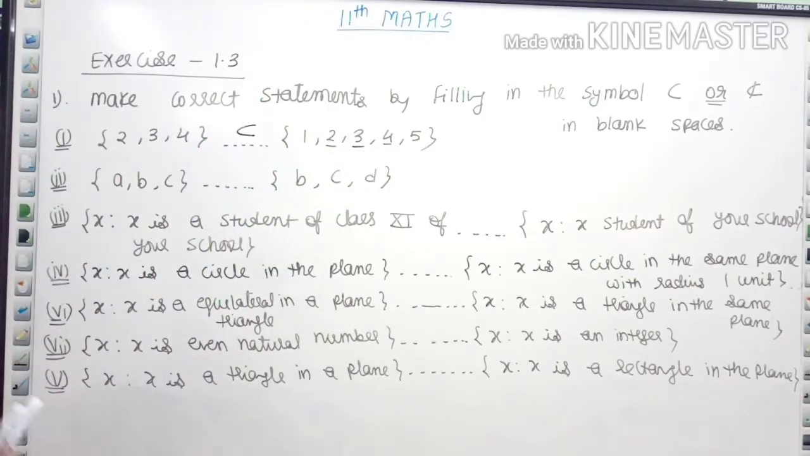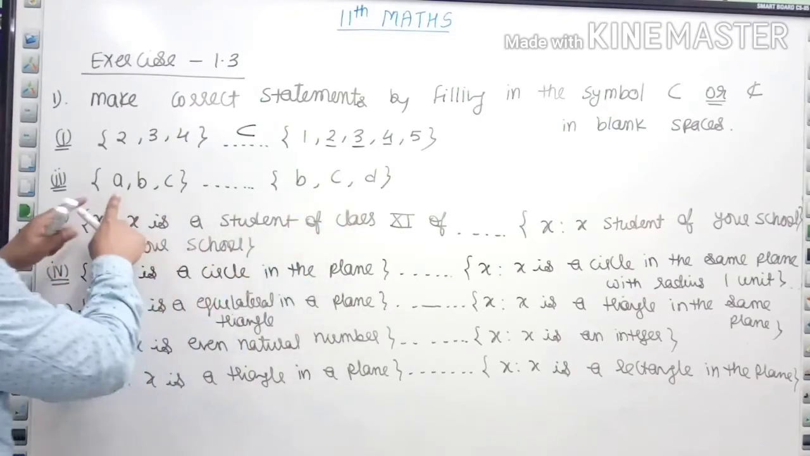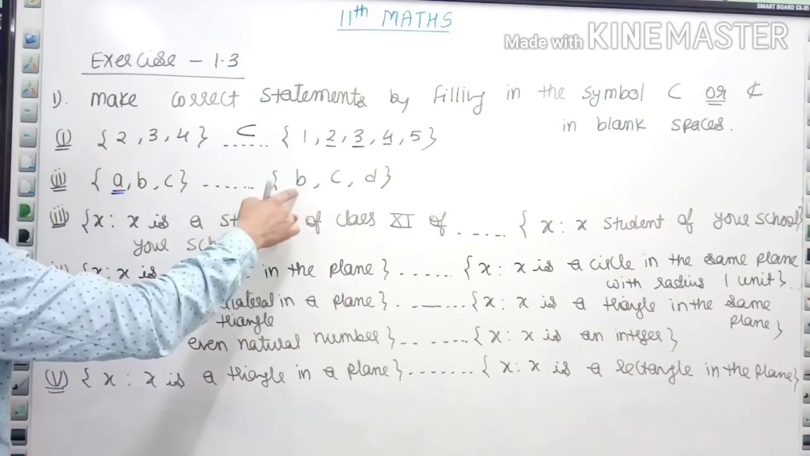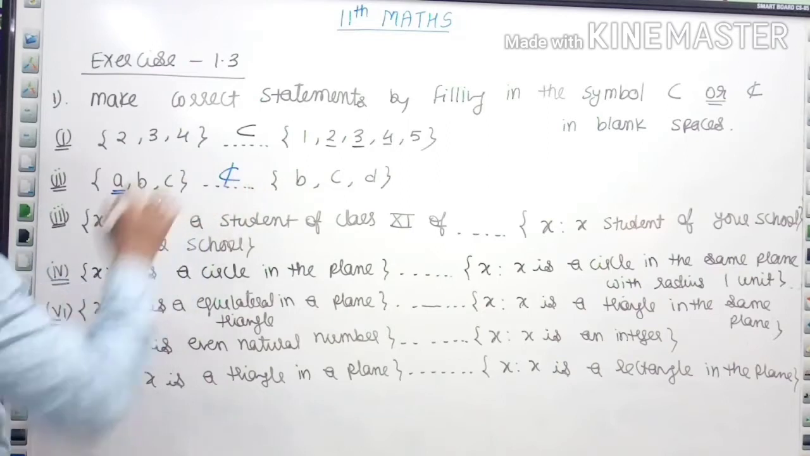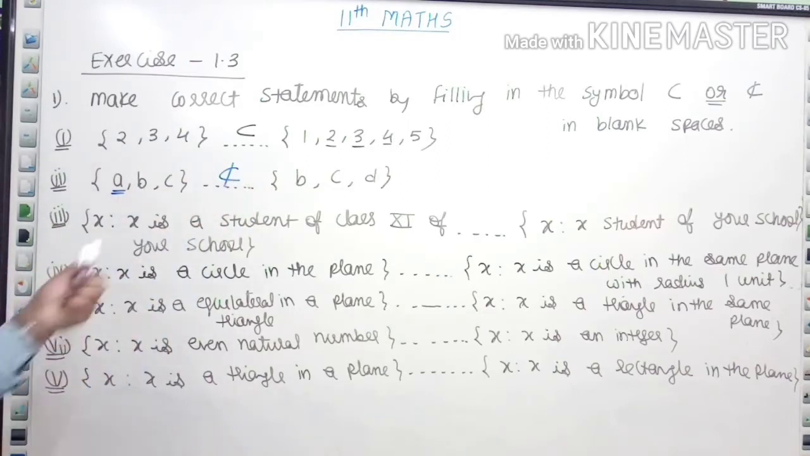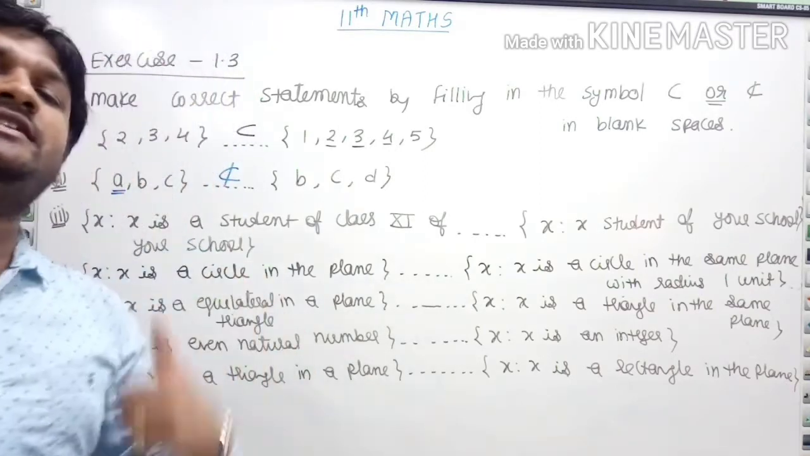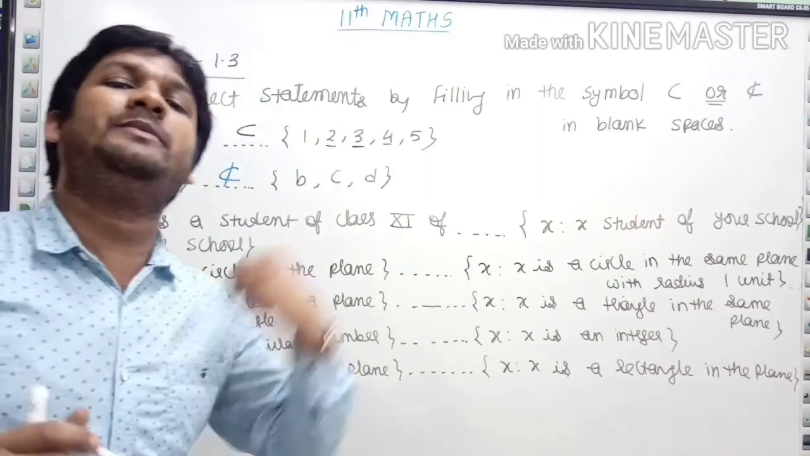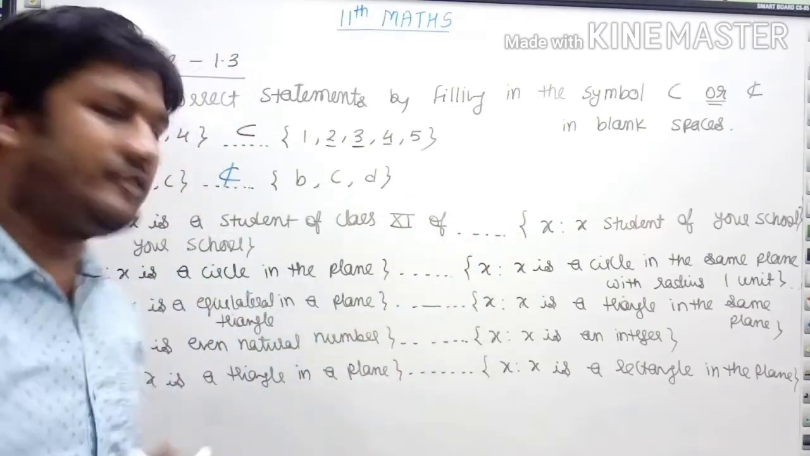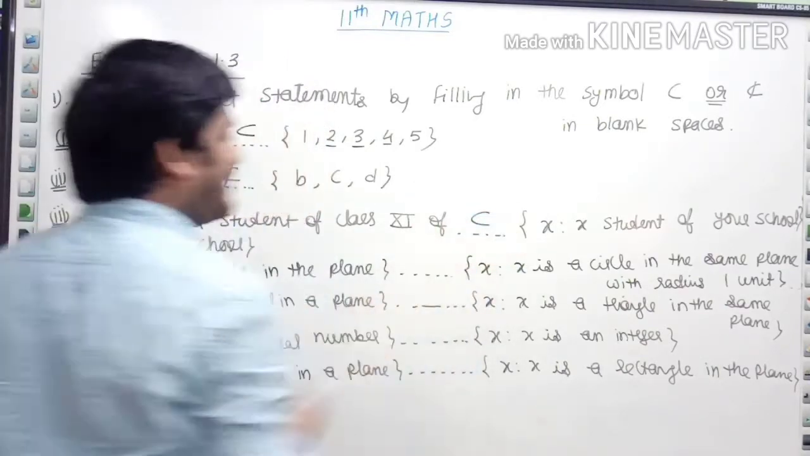Now next is {A, B, C}. Where you can see, sir, A is not here. So we can say it is not a subset. Third is X is a student of class 11th of your school and X is a student of your school. Obviously the student of class 11 will be a student of your school, obviously. So it is a subset.